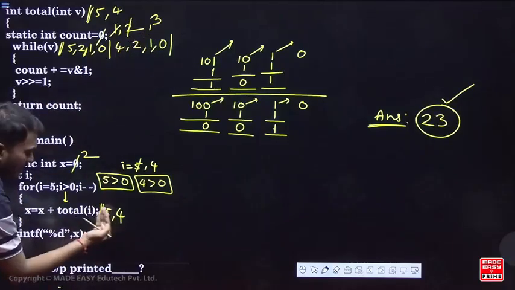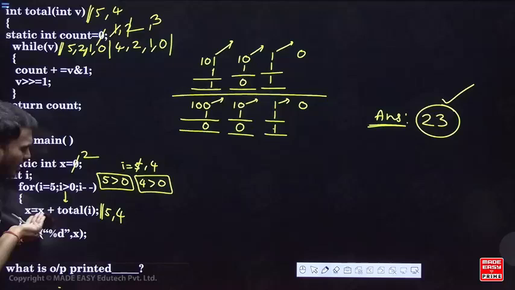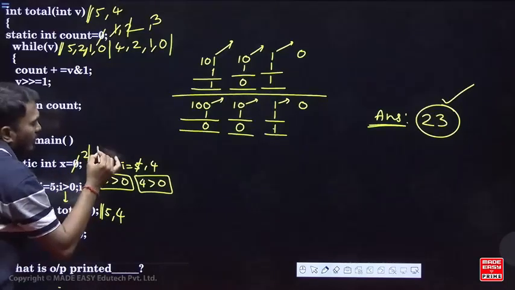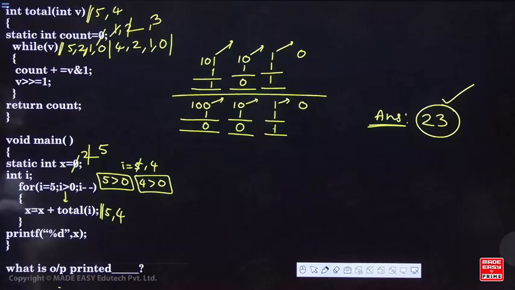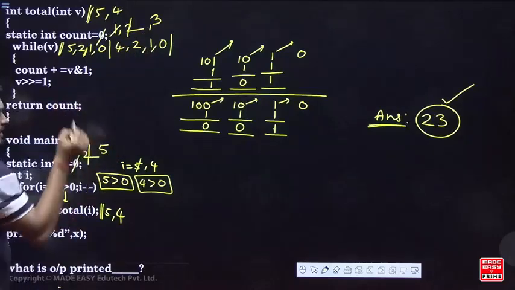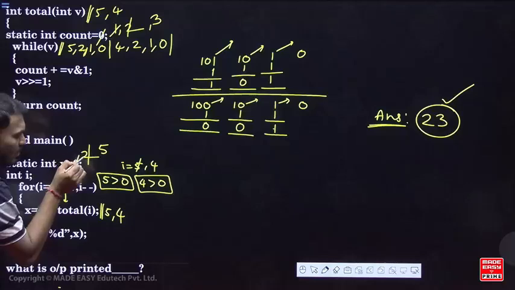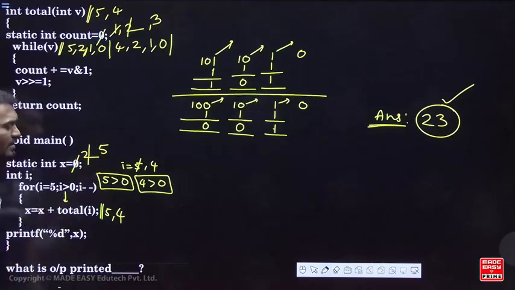So that 3 will be added to x. What is the x value you are having? 2. So that is 2 plus 3. How much is that? 5. This count is returning 3 here. That 3 will be added to x. The x value is already how much here? 2. 2 plus 3, how much is that? 5.